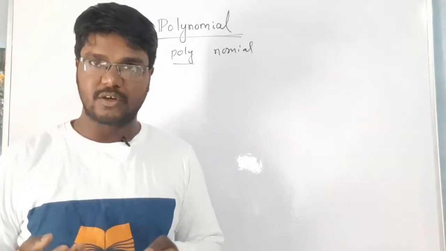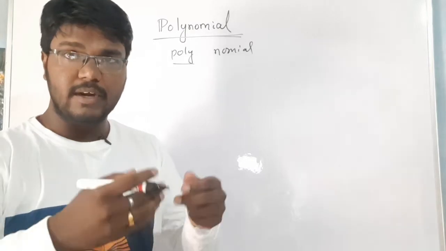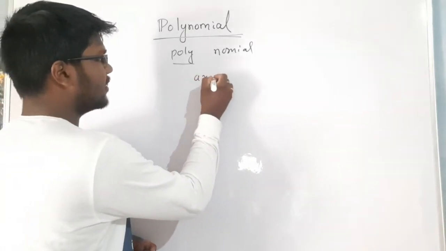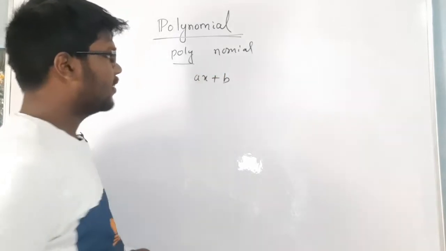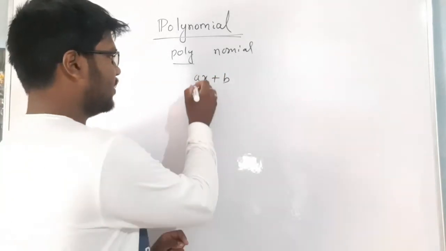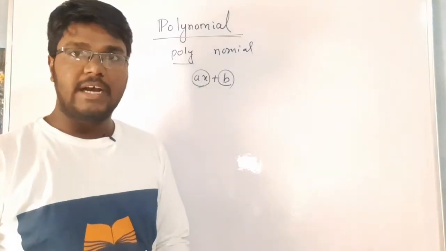If there are many terms, you know terms, then what are the terms? We will discuss what is term. You see here, I will write ax plus b. You see here ax is a term and b is another term.